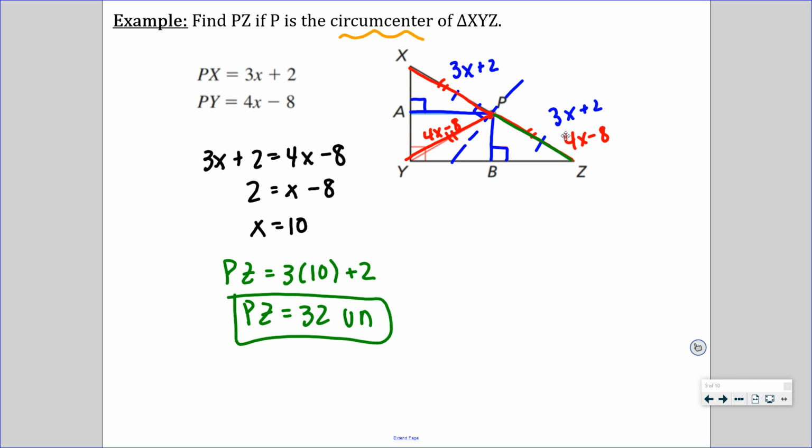Okay, does that make sense? I feel like some of you guys look confused. Or why those are the same.